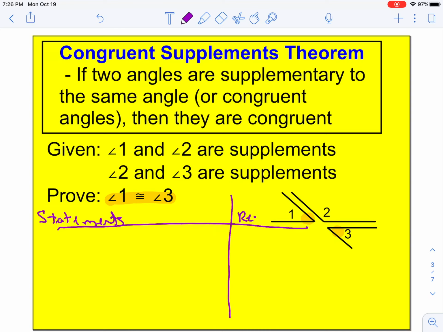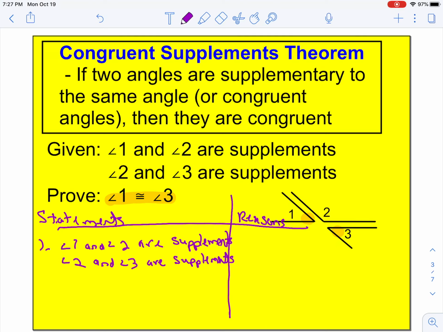So here are our statements and reasons. We are given that angle 1 and angle 2 are supplements, and 2 and 3 are supplements. So we're going to write that. Angle 1 and angle 2 are supplements, that means they're supplementary. And angle 2 and angle 3 are supplements. We could write two different statements for this, but we could also include it on the same statement. And that is, again, our given statement.